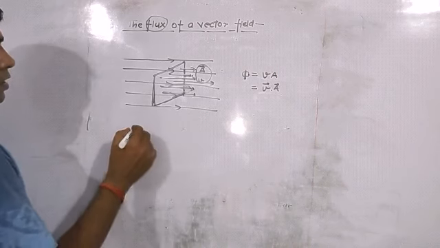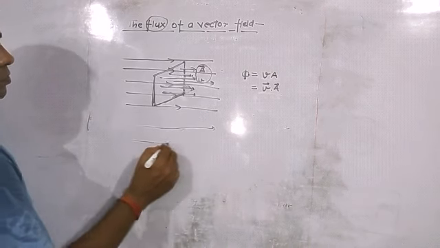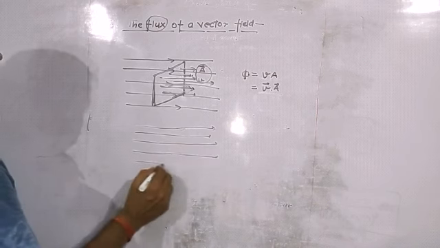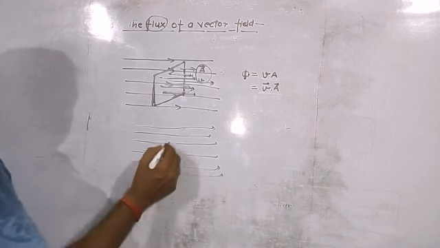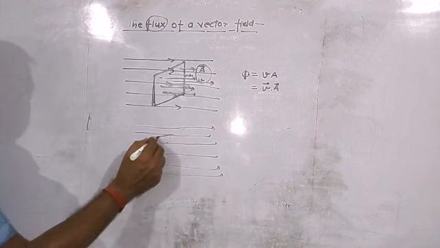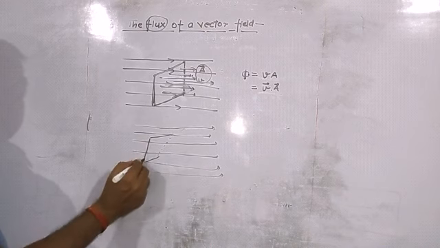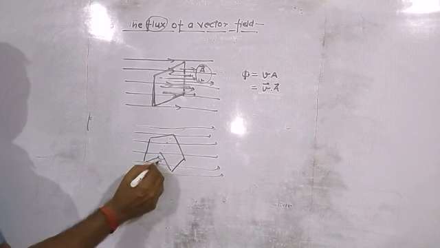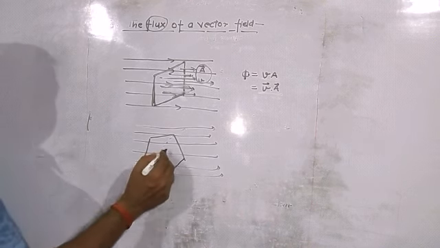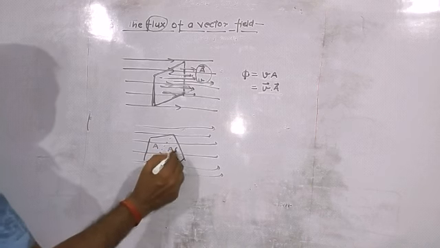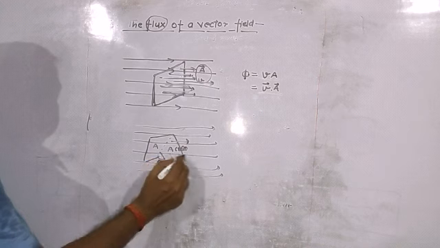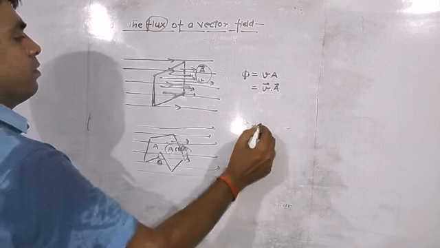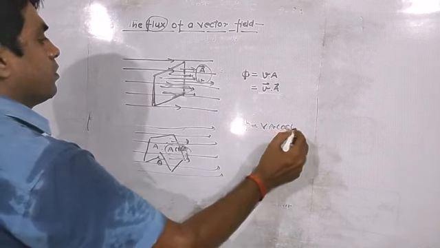Now suppose in another case, we try to place it with some angle, with a projection. Now it is placed with some angle say theta. Then the number of field lines passing through this particular area will be A cos theta. तो A cos theta से क्रॉस होने वाली फील्ड लाइन हो जाएंगी, phi equals vA cos theta.